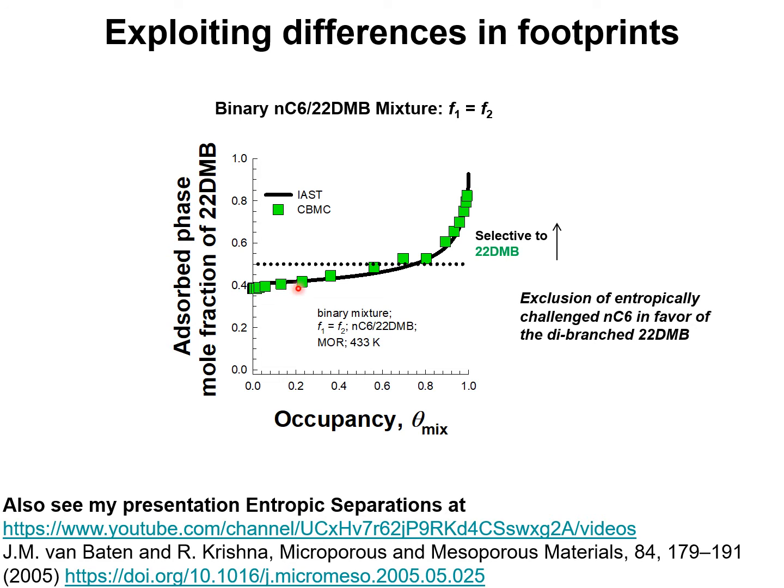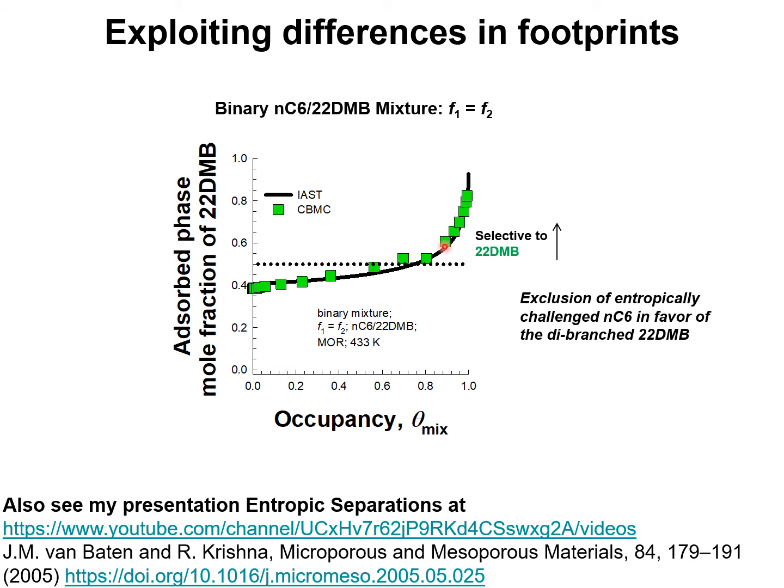The molecular simulation data are shown by the green squares, and you note that beyond a pore occupancy of 0.7, the mixture adsorption is in favor of 2,2-DMB, and at a pore occupancy of unity, in other words, at pore saturation, the mole fraction of 2,2-DMB in the adsorbed phase is 1. In other words, normal hexane is virtually excluded from the pores as we approach pore saturation.